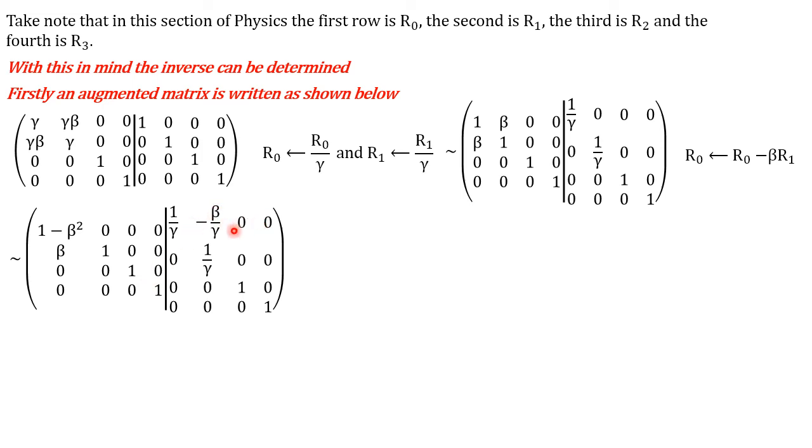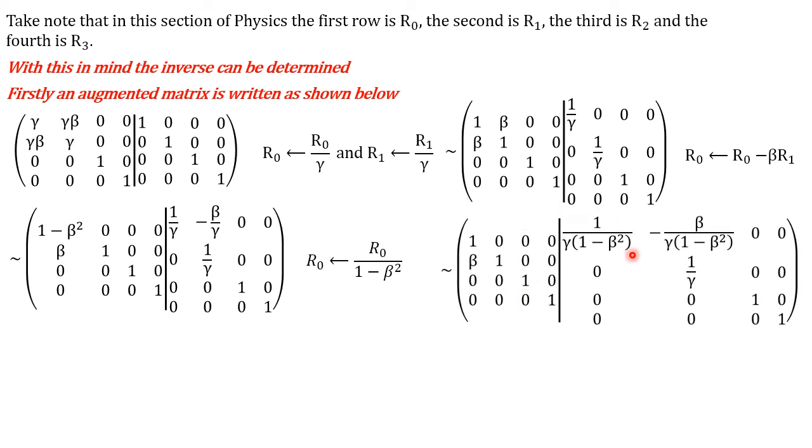Now on the other side, we have 1 on gamma minus beta on gamma, because normally you have to multiply this term by beta, then take 0 minus this. So this is why we have minus beta on gamma. Now we have 1 minus beta squared there, so we need to make it unity. So we have R0 replaced by R0 divided by 1 minus beta squared. So in all of the first row, we are going to divide by 1 minus beta squared, which gives us this, meaning that you have 1 there, then you have 1 on gamma into this because we have divided by 1 minus beta squared, and you have minus beta divided by gamma into 1 minus beta squared.